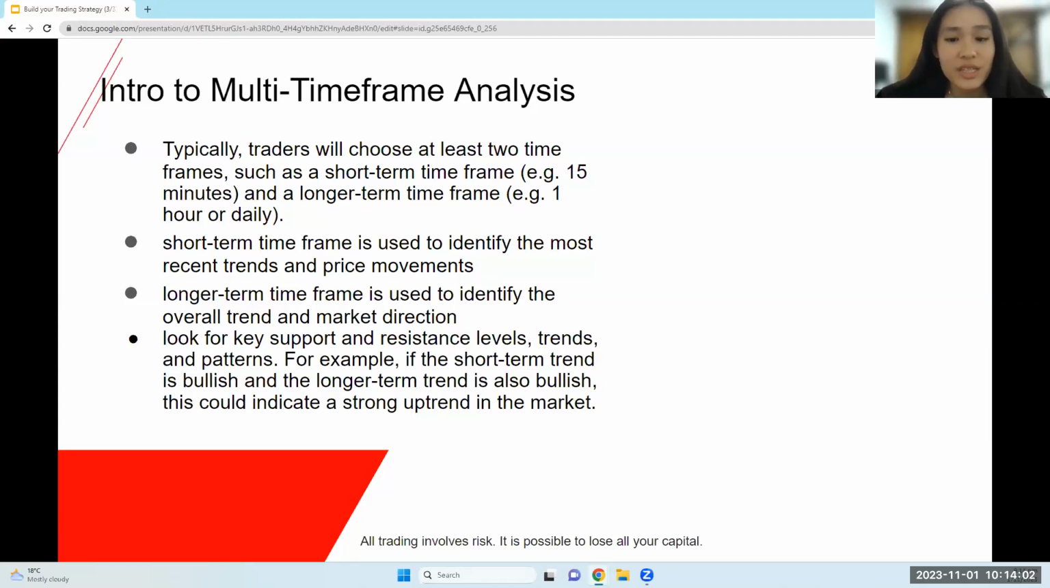As also if the shorter term trend is also bearish, then you would know that there is an indication of a strong downtrend in the market. So overall, multi-time frame analysis tends to help traders gain a better understanding of the market and make more informed trading decisions by analyzing the bigger picture and trends and patterns from multiple time frames.